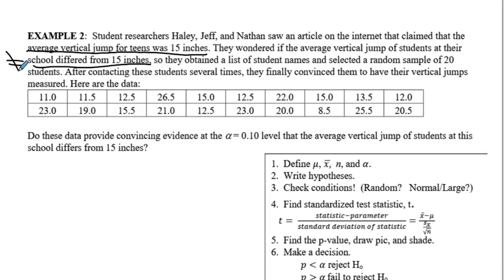So they obtained a list of students' names and selected a random sample of 20. After contacting the students several times, they finally convinced them to have their vertical jumps measured. Here's the data. So here's the problem. We don't have anything. All we have is they did tell us alpha is 10%. So we are not going to use 0.05 this time. But other than that, we don't got anything.